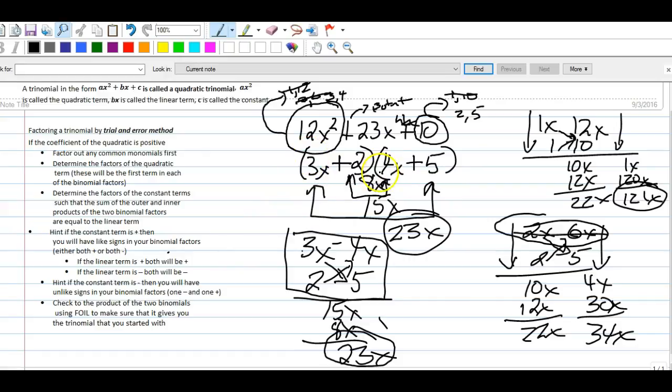So first times first, 3x times 4x is 12x squared, which is what I have here. The outer product, which is 3x times 5, is 15x. The inner product, which is 2 times 4x, is 8x, and that combination gives you 23x, which is what I have here as the linear term. And then the last times the last, plus 2 times plus 5 is plus 10, so it checks out.